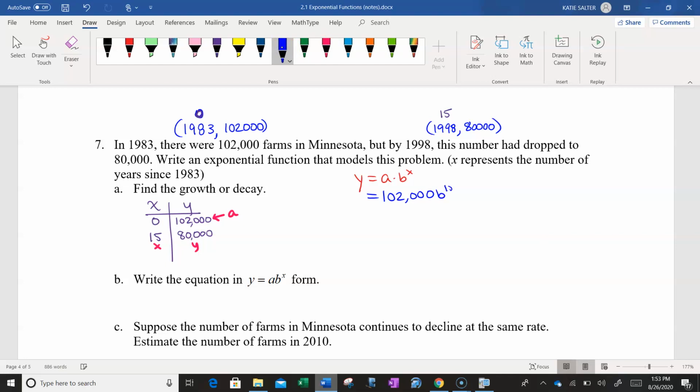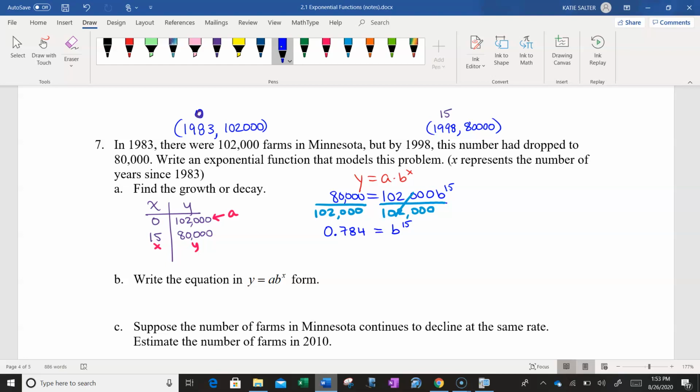So for x, I'm going to put 15. For y, we will put 80,000. All right, and then we're going to work this out. So the first step in solving this exponential equation is to isolate the base. We've got to get that base by itself. So to do that, we're going to divide each side by 102,000. All right, so if you stick that in your calculators, that should give you approximately 0.784. And then what we have left is equal to b to the 15th.